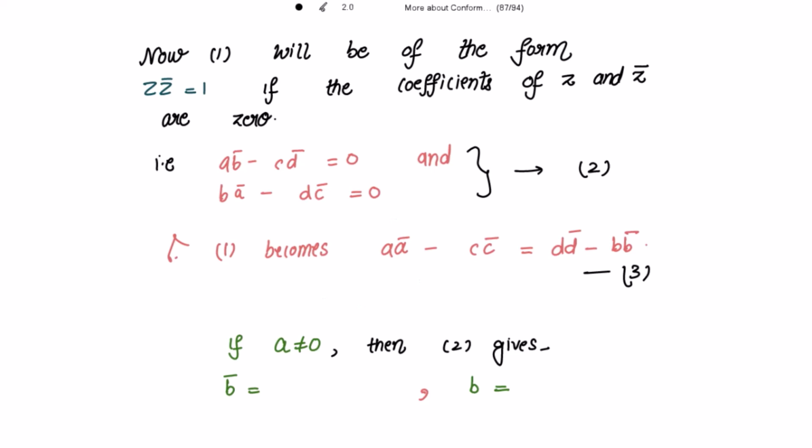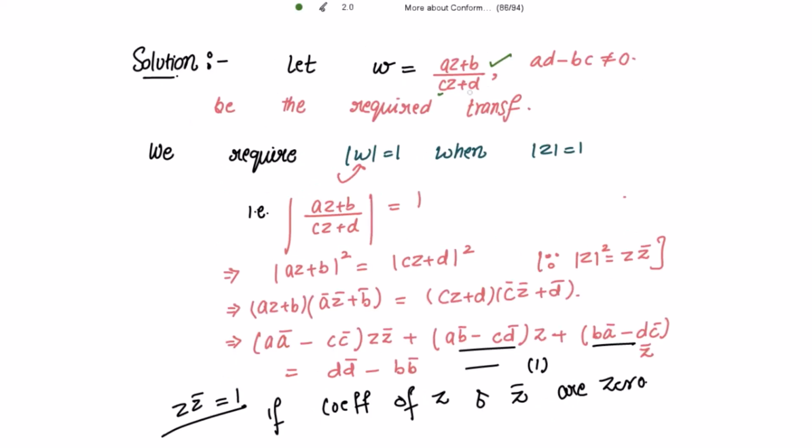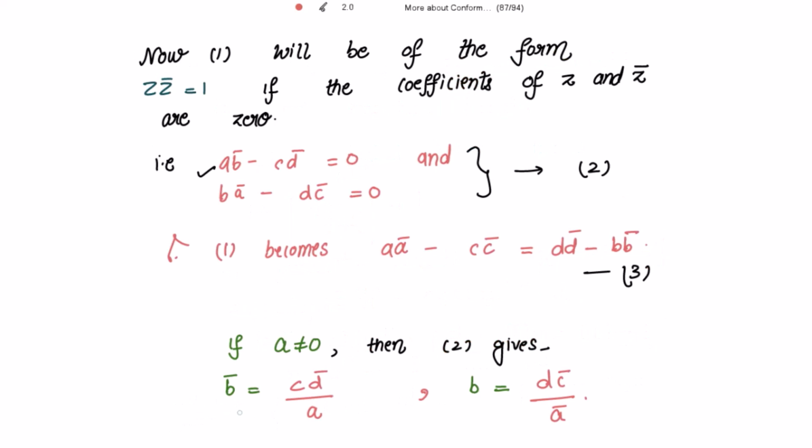Now for this set of equations, suppose a is non-zero. Then from the first equation, because a is non-zero, we can write the value for b̄ as cd̄/a, and from the second equation we get the value of b as dc̄/ā. For this transformation I need the values of c and d, so that I can put them here. Now let's put these two values of b and b̄ in the third equation. So the left hand side, aā − cc̄, is equal to dd̄ minus the product of these two.